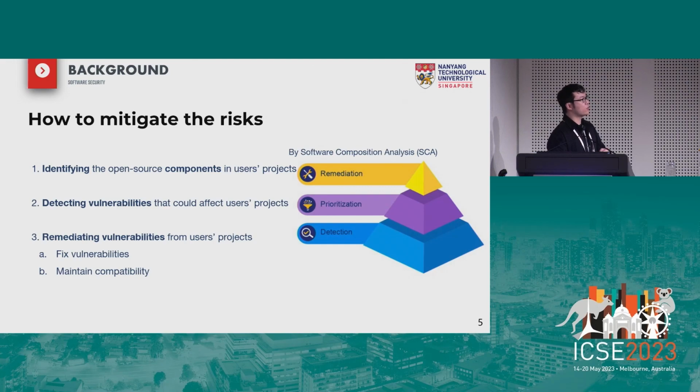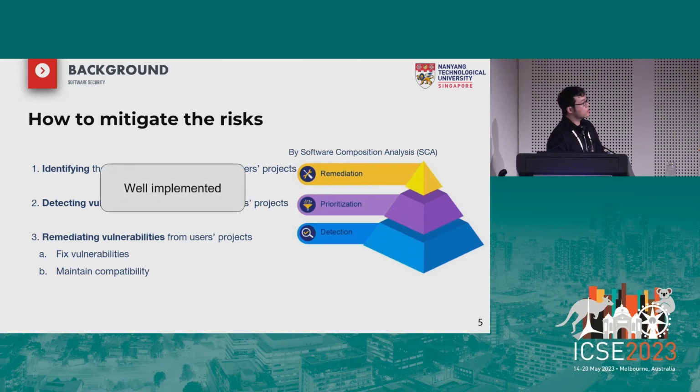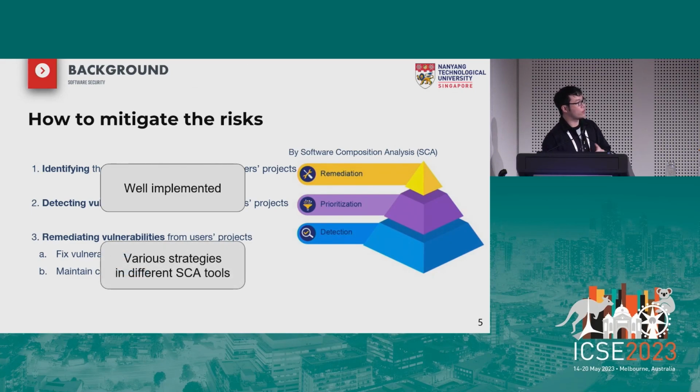Basically, there are 2 requirements for the remediation. First, fix the vulnerabilities, and also maintain backward compatibility. Generally, the first two steps were well implemented, but the third step has various strategies and is implemented differently in the modern SAA tools.